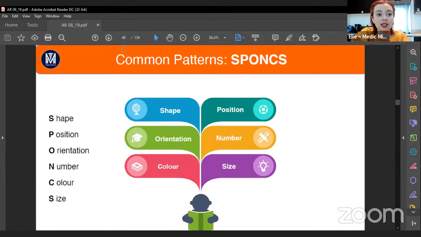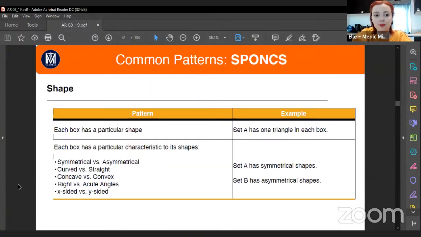So for anyone who didn't get what SPONKs was before, it's shape, position, orientation, number, color, and size. So for shape, that's things like, is there a triangle in every box? Is it symmetrical versus asymmetrical? So is there always a line of symmetry or multiple lines? Are the shapes always curved or always straight or always at least one curve? Are they concave versus convex shapes? And if you don't know what that means, I suggest just Googling concave and convex shapes and having a look.